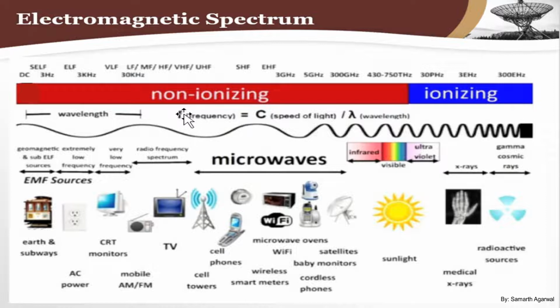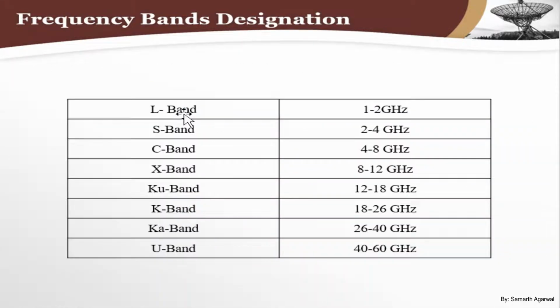Now, these frequency ranges have some names associated with them, because in order to be scientifically identified or recognized, these bands have been given names. This is the frequency band designation. L band is associated with 1 to 2 gigahertz, then S band, C band, and X band, which is associated with 8 to 12 gigahertz.